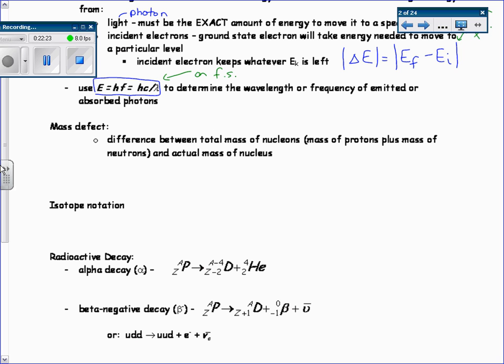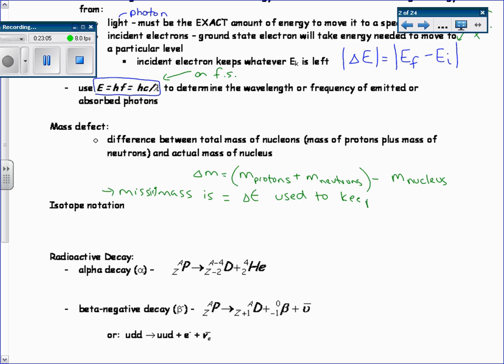Okay, so mass defects. Mass defect is the difference between the total mass of the nucleons, so the mass of the protons plus the mass of the neutrons, and the actual mass of the nucleus. So the change in mass is equal to the mass of the protons plus the mass of the neutrons minus the mass of the nucleus. And that missing mass is equal to the energy used to keep the nucleons together.